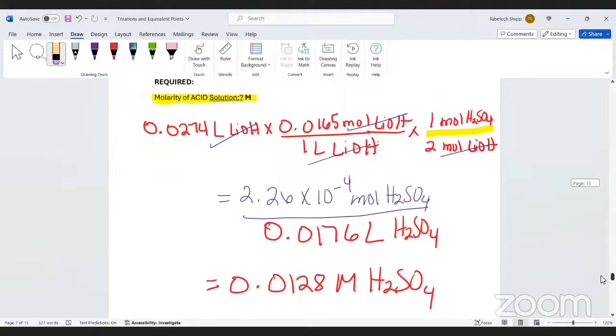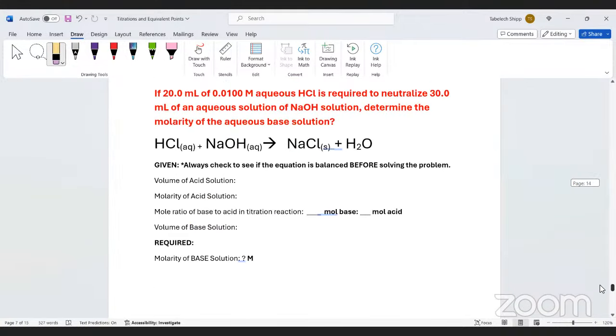Now, I'm going to do the one last problem that deals with the bases.